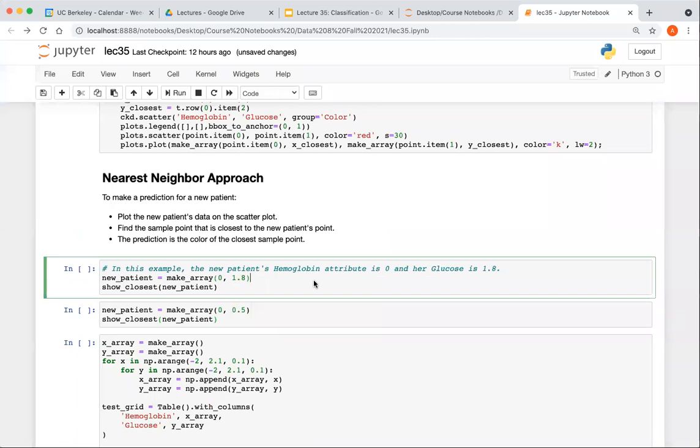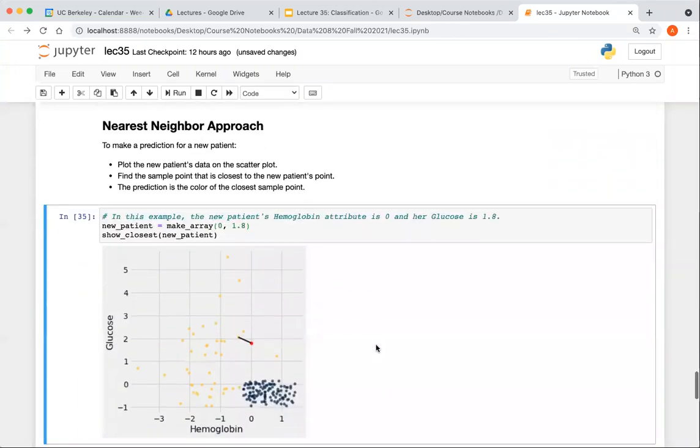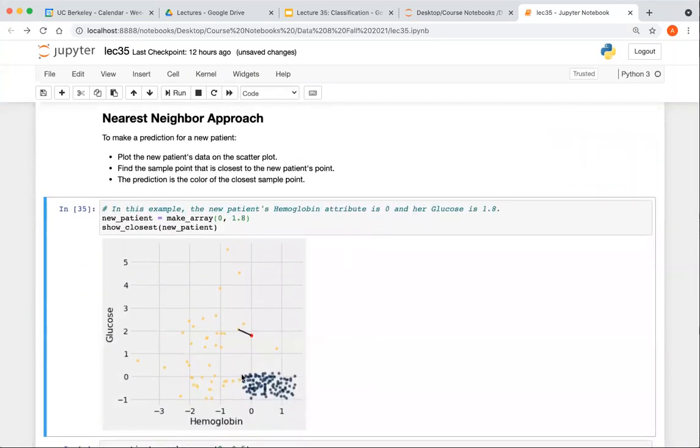Okay, so here is a little visualization. My new patient has their hemoglobin at average, so their hemoglobin is at 0, and their glucose is 1.8. All right, so this red is the new patient. And what the function has done is it has found the closest point, and the closest point happens to be this one. So what is the prediction for this new red patient? Gold or blue? Gold. You're predicting that they have chronic kidney disease.